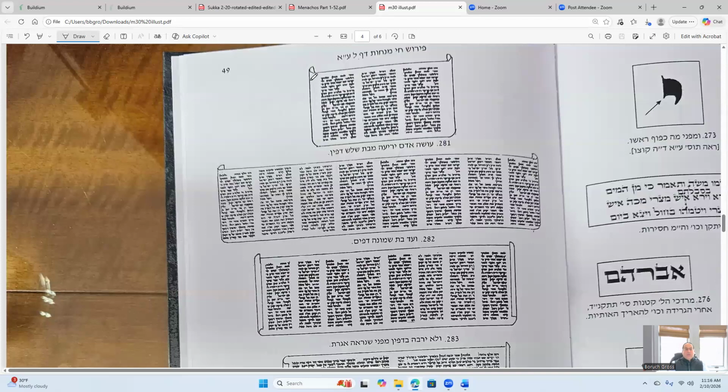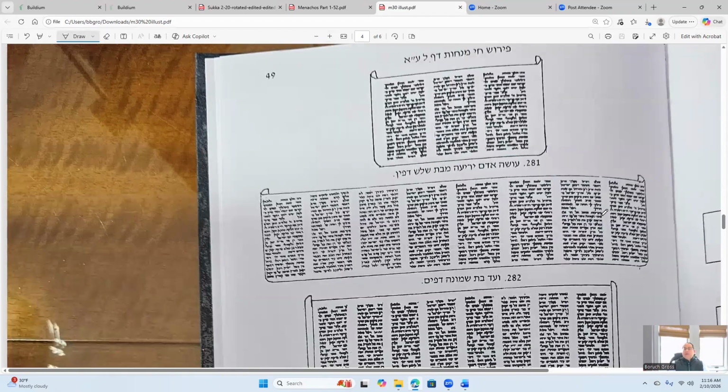When you have a piece of parchment, that's called a yeriah, an average piece of parchment, you can put 3 columns, as you can see in the picture. However, you shouldn't put more than 8. The maximum you could put is 8.